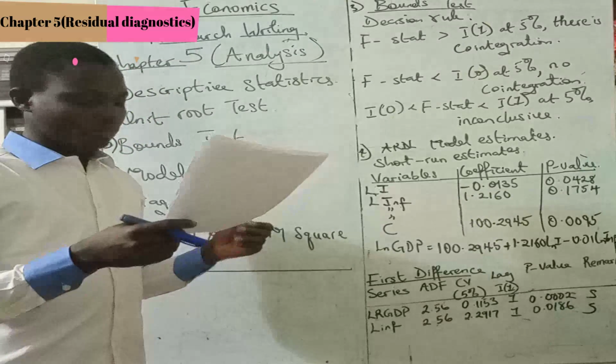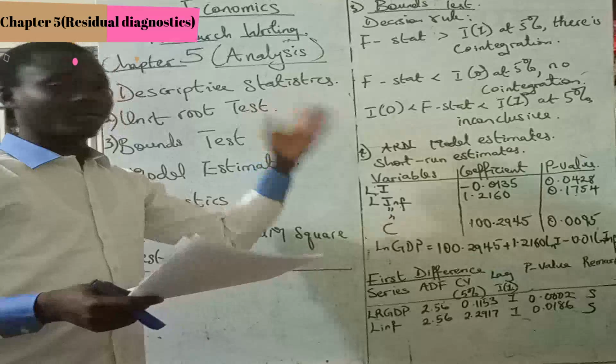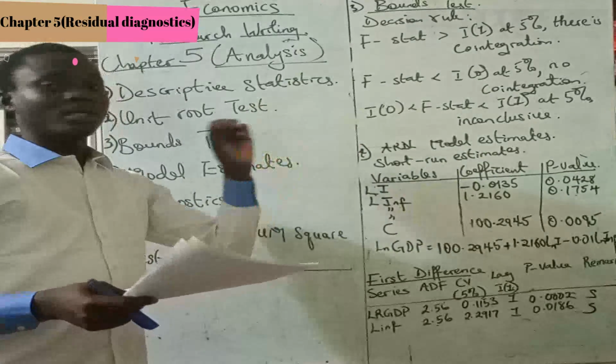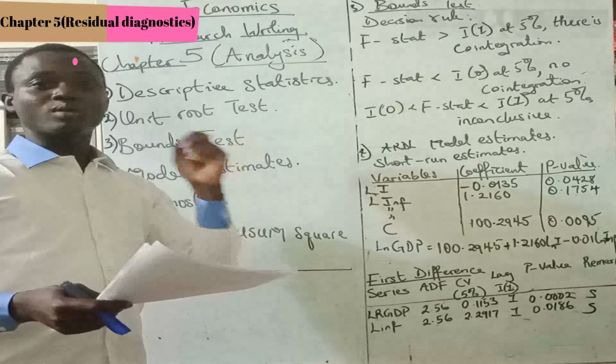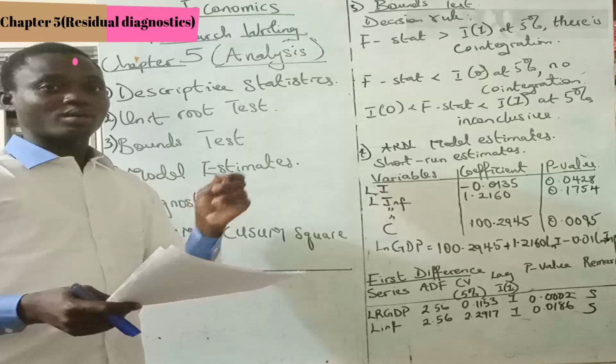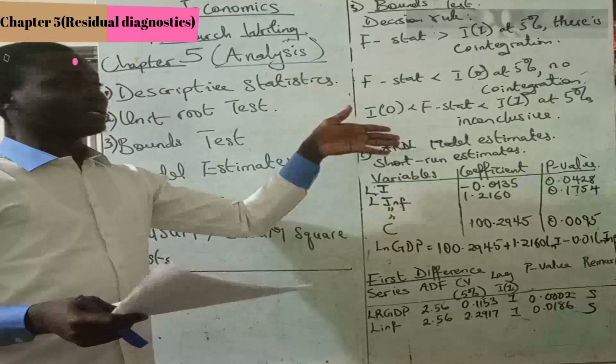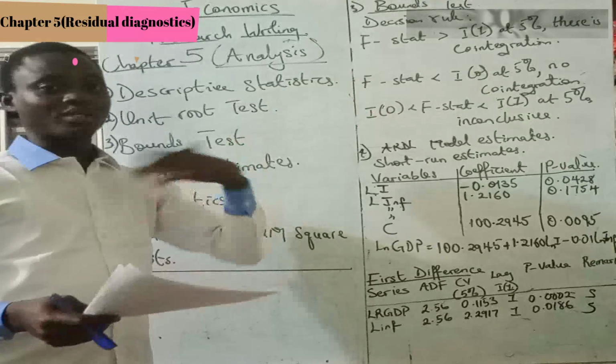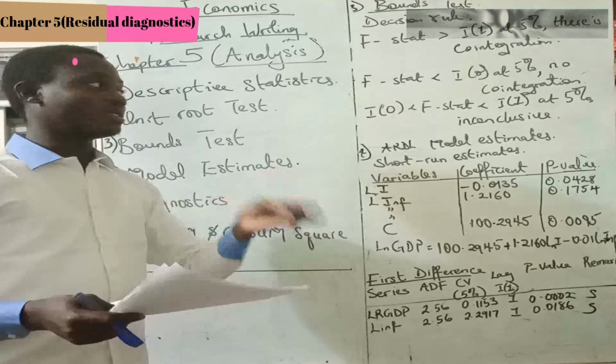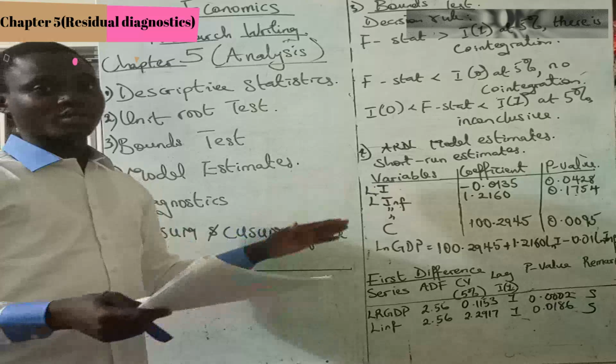Now the other thing is if your F stat is lower than the critical value of your lower bound at I0. If your F stat is lower than it at 5%, because what we are using is 5% level of significance, then there is no cointegration.